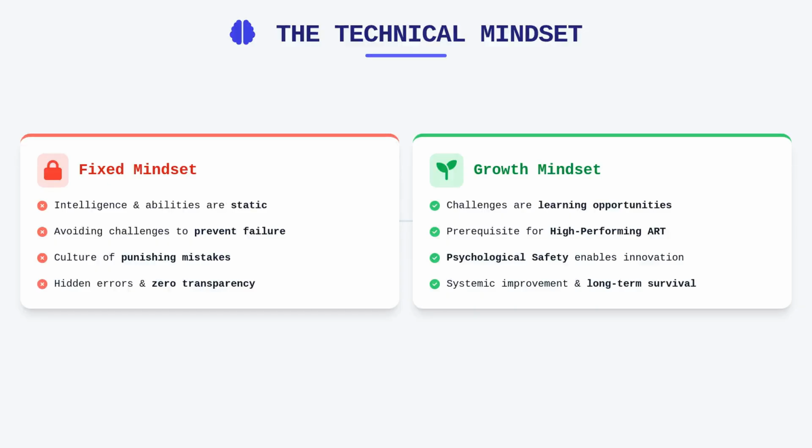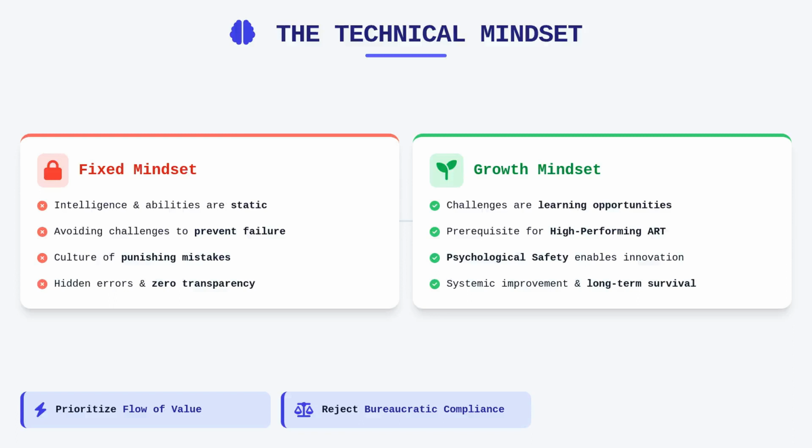Decision-making processes in a healthy enterprise must reflect these values, prioritizing the flow of value over bureaucratic compliance or narrow, localized efficiency. When conflict arises, these core values provide a shared vocabulary to resolve disagreements by asking which path best aligns with our stated principles.